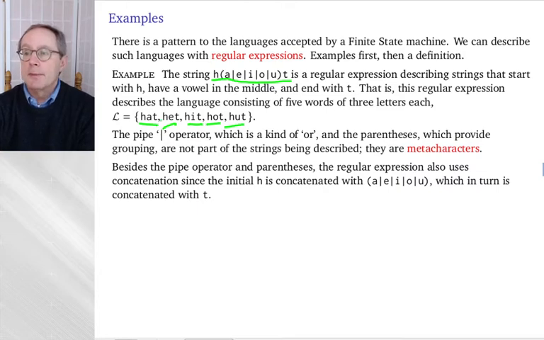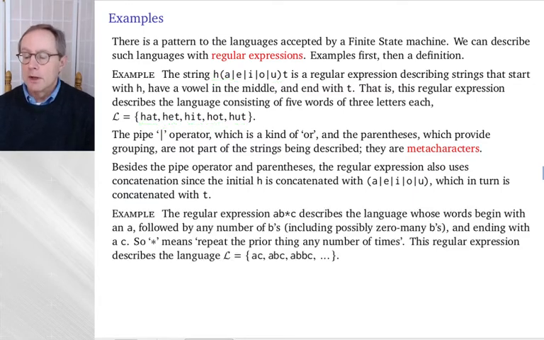Okay, besides the pipe operator and the parentheses, regular expressions also use concatenation because the initial H is concatenated with a vowel, and that in turn is concatenated with a T. So the concatenation is kind of silent there. We didn't explicitly write concatenation, but nonetheless it's there. So regular expressions involve characters from the underlying alphabet, the string alphabet of the finite state machine, and you're allowed to do grouping with parentheses, alternation with the pipe operator, and concatenation just by abutting.